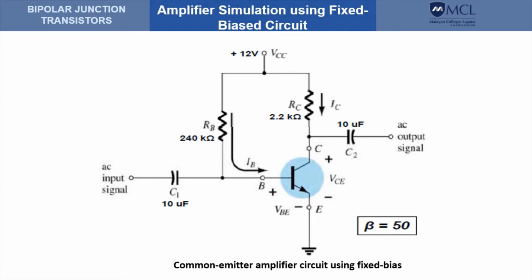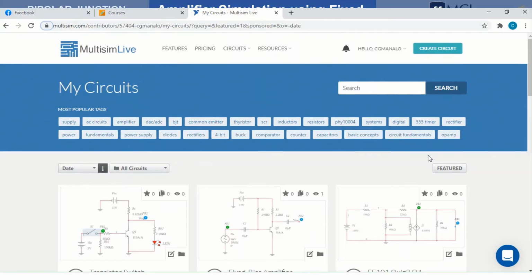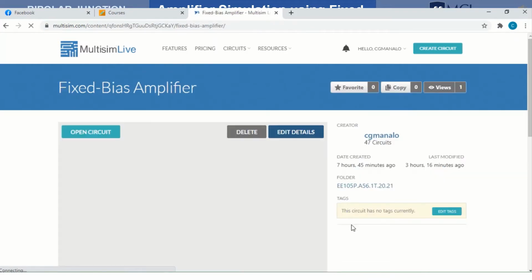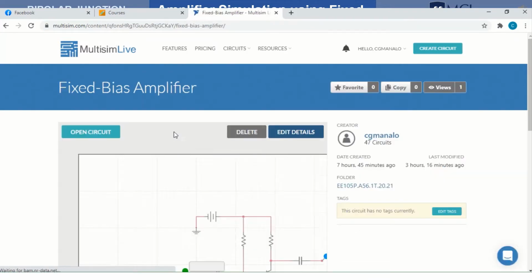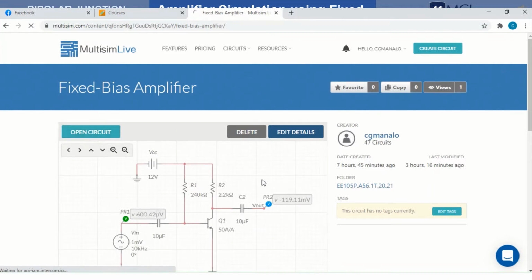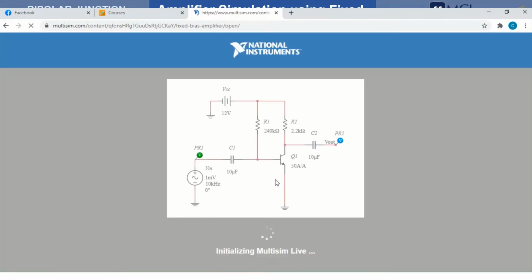So here we have an actual common emitter amplifier using a fixed bias. And let's do a simulation for this circuit. Here I have already prepared the circuit for simulation. So here's the circuit that I have prepared. Let's open it.